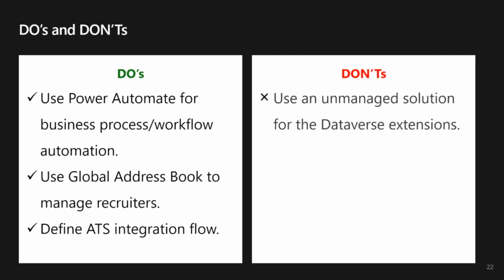Some things not to do. We just have one for today: don't use an unmanaged solution for any of your Dataverse extensions. Because the APIs are developed on the Dataverse, it is likely that you may need to extend the Dataverse to support your particular ATS. And in the event that you do extend that Dataverse, make sure that you're using managed solutions.